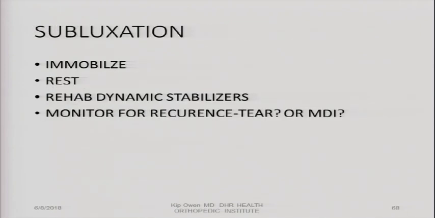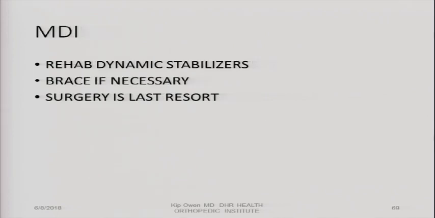Subluxation, easy treatment: immobilize temporarily, rehabilitate, return to play. If they remain symptomatic, you need to have these folks evaluated as well, because even though they didn't have a full dislocation, they may have torn their labrum and they may remain symptomatic and they may need a little more aggressive treatment. And then try to identify these MDIs, because the MDIs are people we don't want to operate on. We want to rehab. You can tighten them up, but they're going to go out and loosen it up again. So they're best treated with rehab.